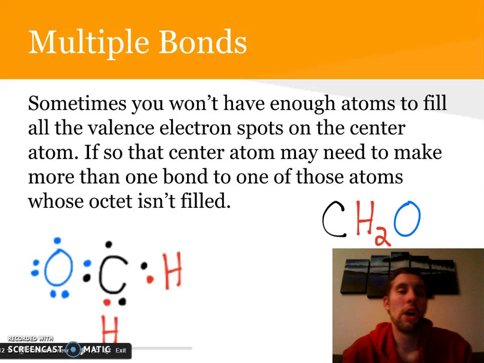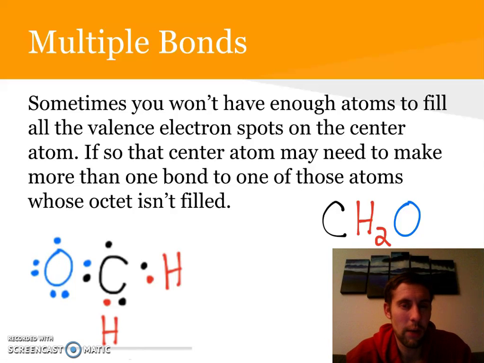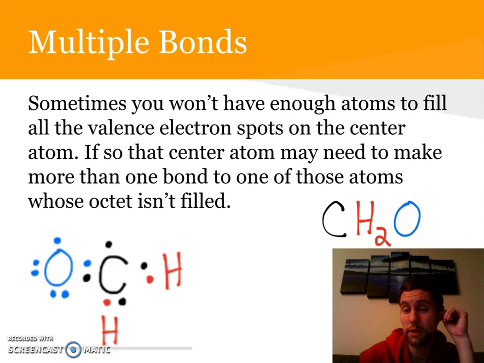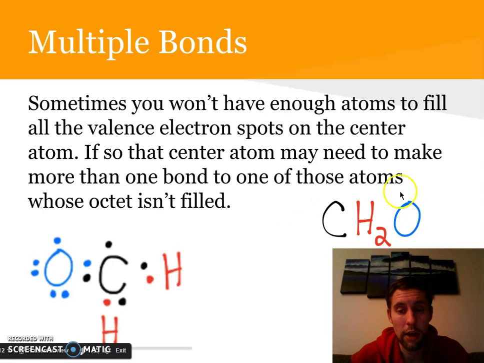Okay, so sometimes you may need to make multiple bonds, so things get a little bit tricky, so try and stay with me. Sometimes when you draw this out, you won't have enough atoms to fill all the valence electron spots on the center atom, or on other atoms. If so, that center atom, and maybe others, need to make more than one bond to other atoms around there to fill the octet. So in this case, with this molecule here, CH2O, when I drew out carbon with its 4 black valence electrons, it has 4, it needs 4 more.